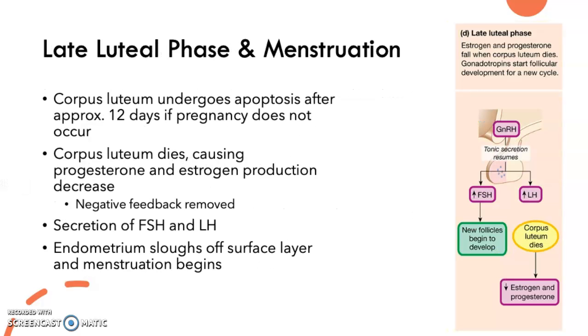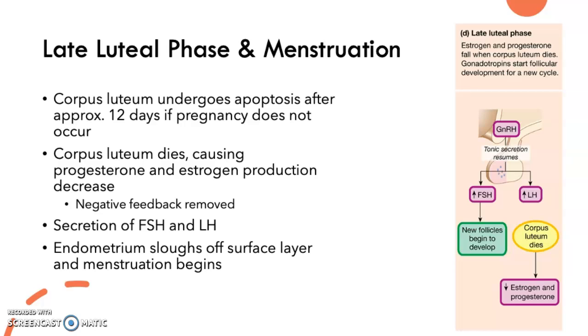And last but not least, we have the late luteal phase and menstruation. The corpus luteum undergoes apoptosis after approximately 12 days if pregnancy does not occur. The corpus luteum, like I said, dies, causing progesterone and estrogen production to decrease, which removes that negative feedback loop. The removal of the negative feedback causes the release, once again, of GnRH, FSH, and LH, so the whole cycle is going to start again.